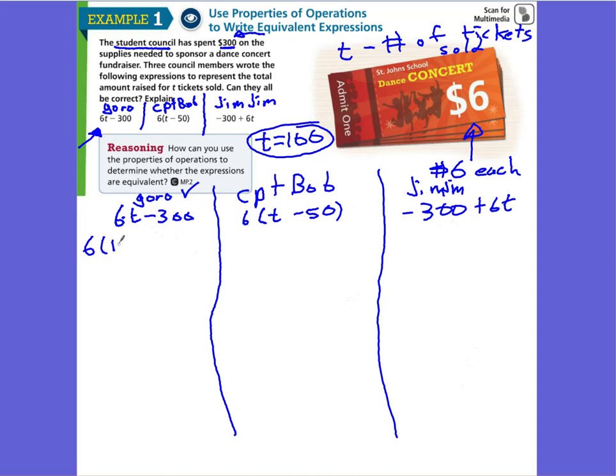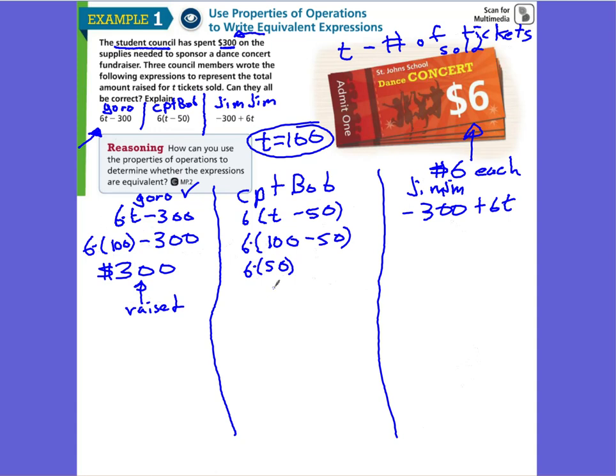So we get 6 times 100. I'm just going to replace the t with a 100. And I get 600 minus 300, which gives me 300, which says they raised $300. All right, let's try with council member number 2. So here I can plug in 100 for my variable t. I get 100 minus 50 times that whole quantity times 6, which gives me 6 times 50, which then again gives me 300. These expressions look very different.